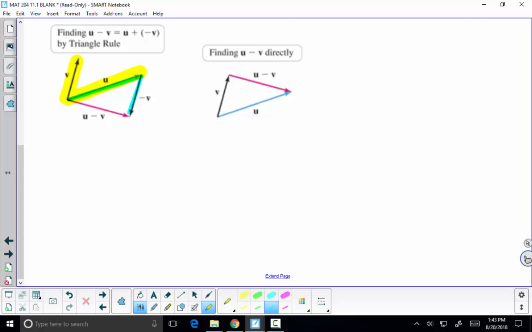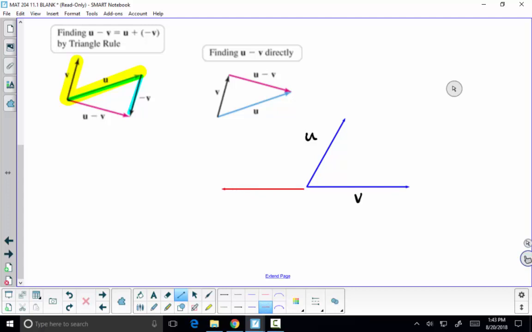If you're dealing with the parallelogram rule, let's do this if we're imagining parallelograms. So let's suppose we take these two vectors right there, and we want to find u minus v. Let's call this u, let's call this v. So minus v is going to point in the opposite direction. There's minus v right there.